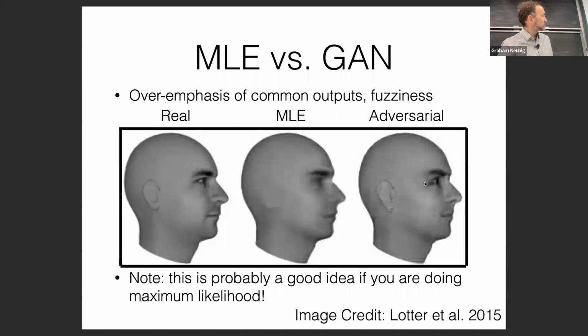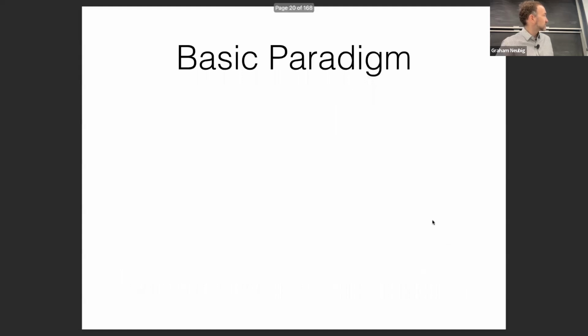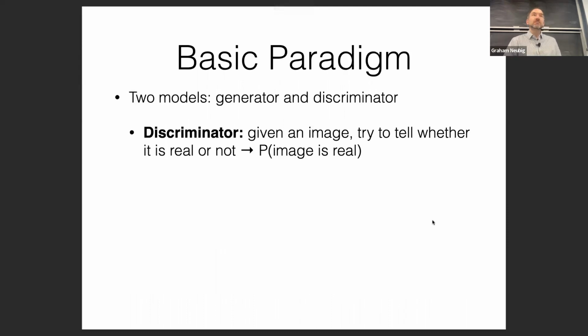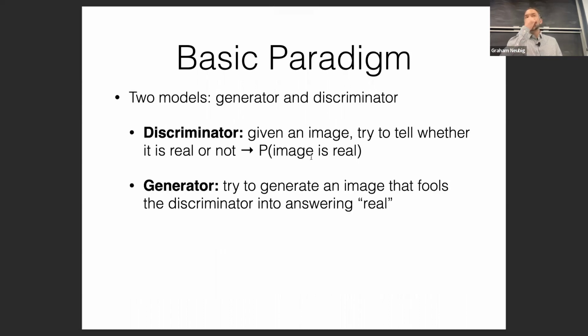However, if you use an adversarial technique, it prevents this. And in order to understand why that's the case, here's the basic paradigm. You have two models: a generator and a discriminator. Basically what the discriminator does is, given an image, it tries to tell whether it's real or not. So it calculates the probability that an image or a text is real. And the generator tries to generate an output, image or text, that fools the discriminator into answering real.